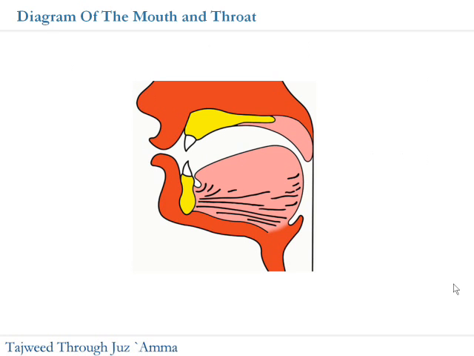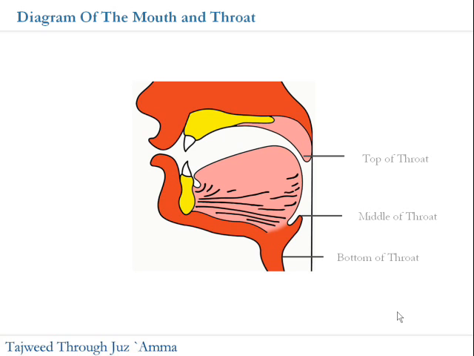So now we're going to look at the structure of the mouth in terms of more its biological makeup. So we have the top of the throat, the middle of the throat, the bottom of the throat. We have the soft palate at the back of the throat, so that is the very soft bit of your throat, but it's the bit just before the dangly bit at the back of your throat, the very soft part just before that. We also have the hard palate of the mouth, and that's at the roof of your mouth.